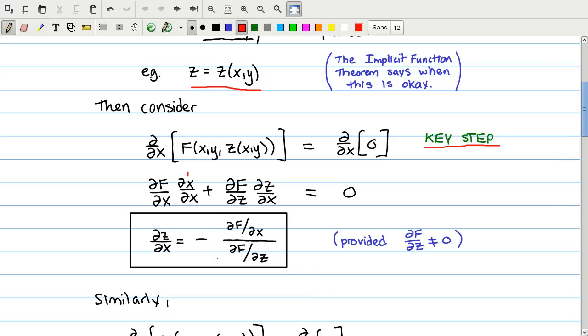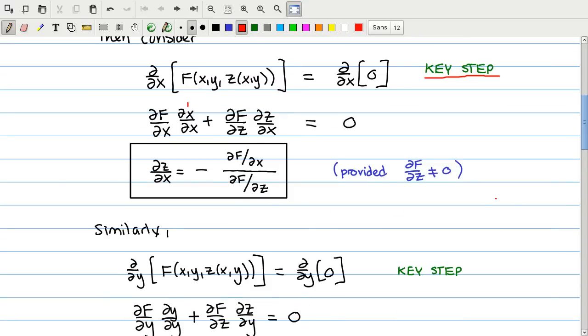We see that this will work as long as partial F, partial z is not equal to 0. Okay, and so I told you earlier the implicit function theorem says when it's okay to treat this locally as an explicit function, and this is the condition, that partial F, partial z is not equal to 0. We'll see in a minute what interpretation that has.